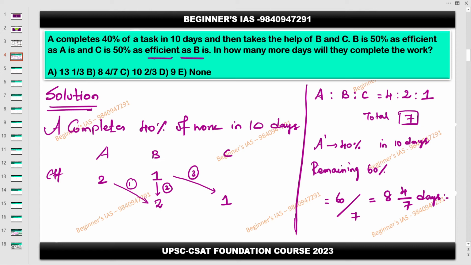So 7 into 8 is 56. 7 into 8 is 56. It's a little less than 60. Go with the option method. Yes, sir. Fine, it should be above 8 and less than 9.